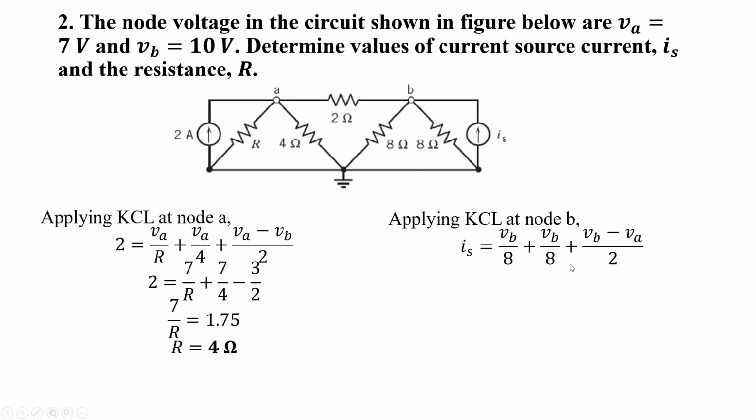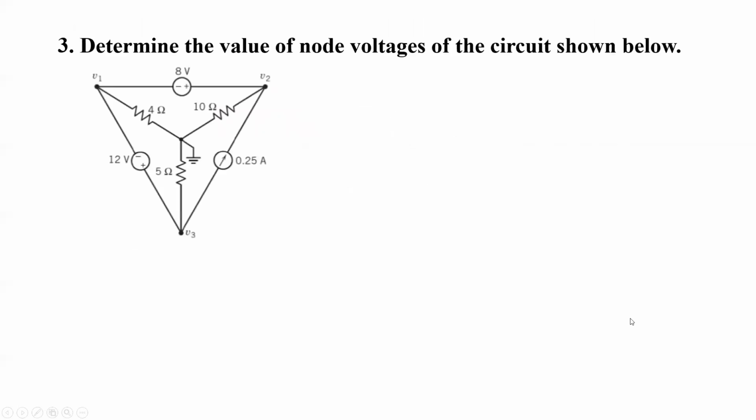Okay, so we can get this. After plugging in the values of VA and VB, we get this. After further simplification, we got IS equals 4 ampere. Now let's move to our third problem.